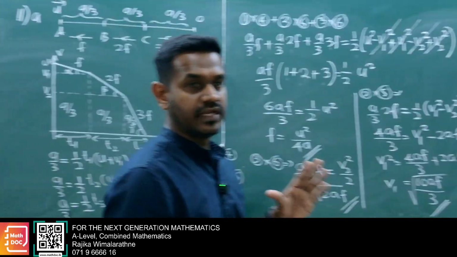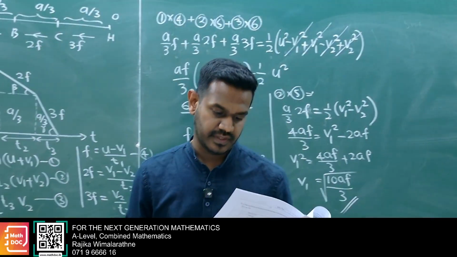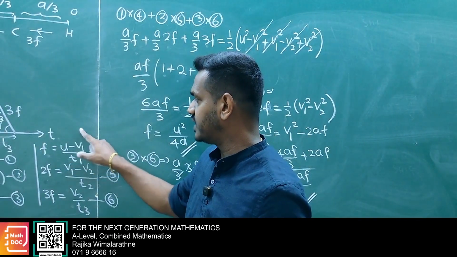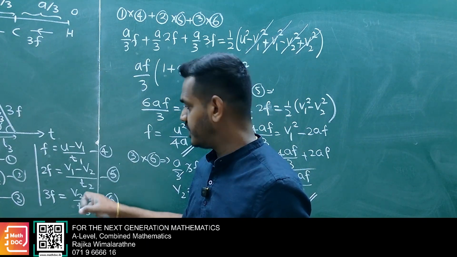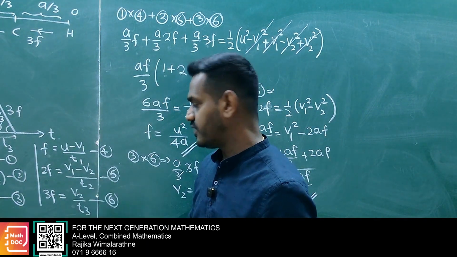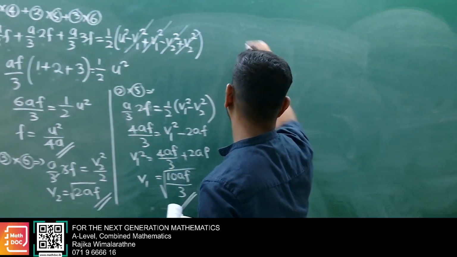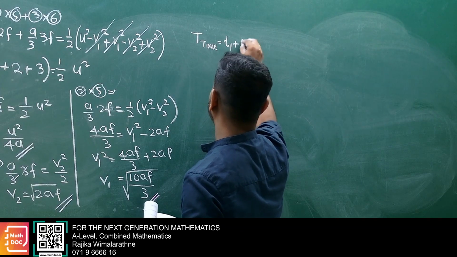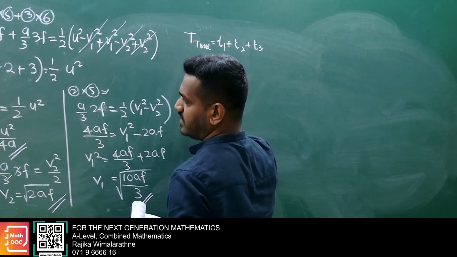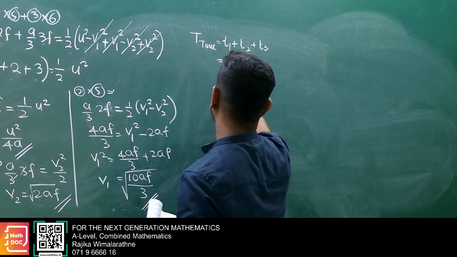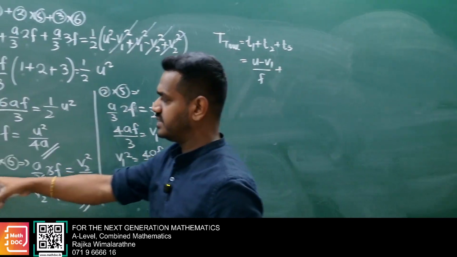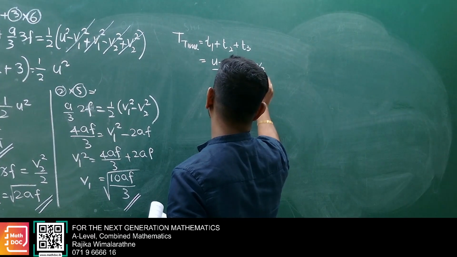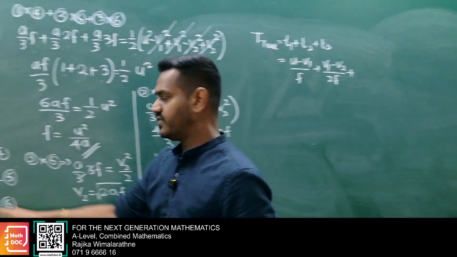Okay, now you need to find the total time. Here for time, it is better to get these relations. T1 equals U minus V1 over F. T2 equals V1 minus V2 over 2F. T3 equals V2 over 3F. Then total time is T1 plus T2 plus T3, that is U minus V1 over F, plus V1 minus V2 over 2F, plus V2 over 3F.